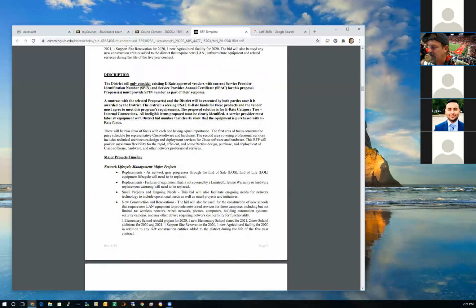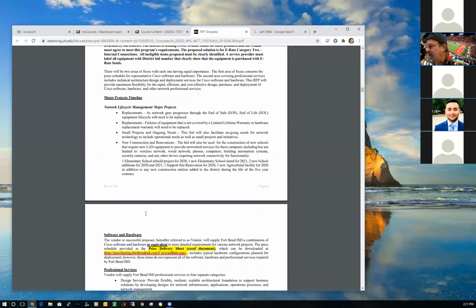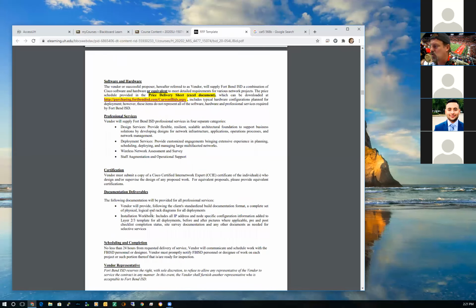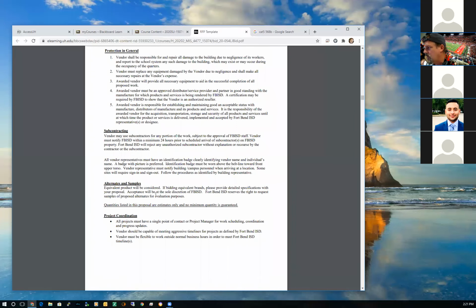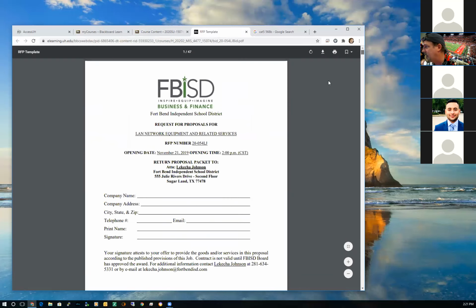Let's keep scrolling. Now, these are going to be very big for school districts and state agencies because they have to have a lot of legal stuff in them that you won't see in a lot of commercial or corporate RFPs. So I want you to read through these. Now on this particular one, this is actually one of the simpler of the two. Let's get down to the meat of what it's actually asking us for.